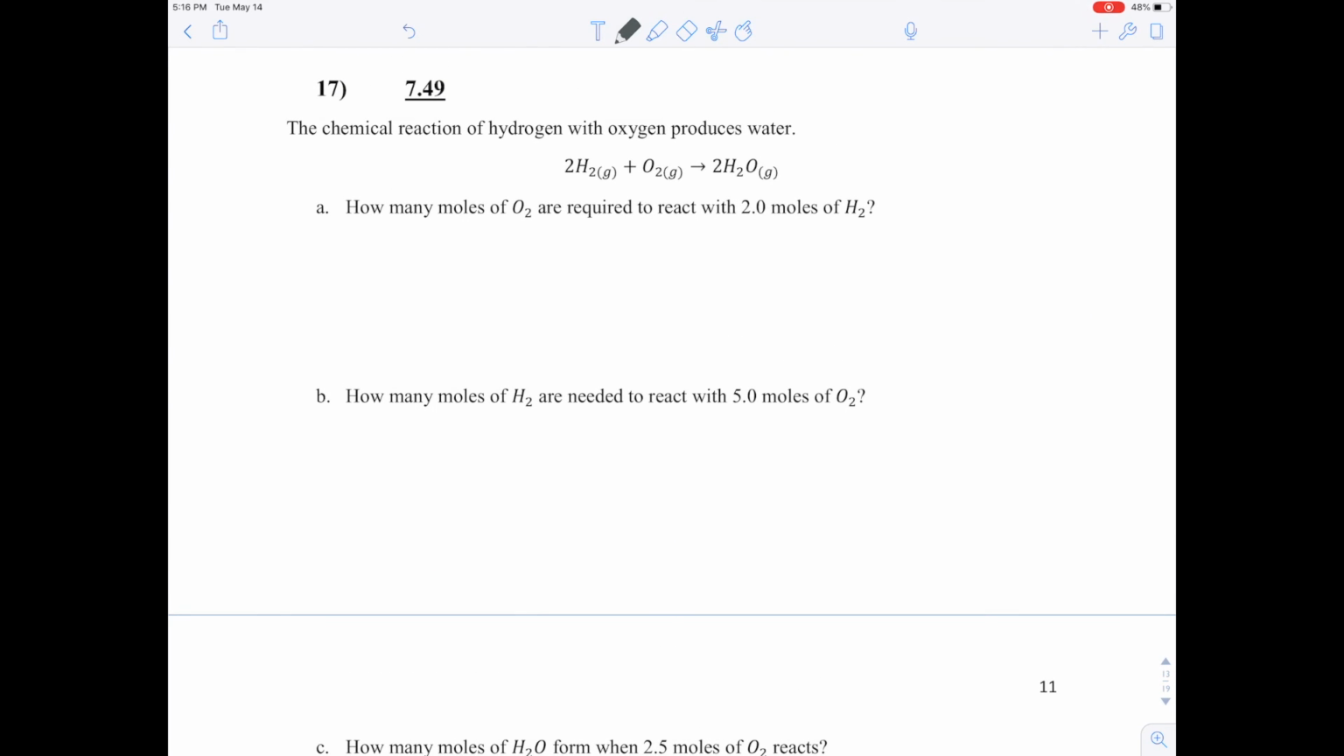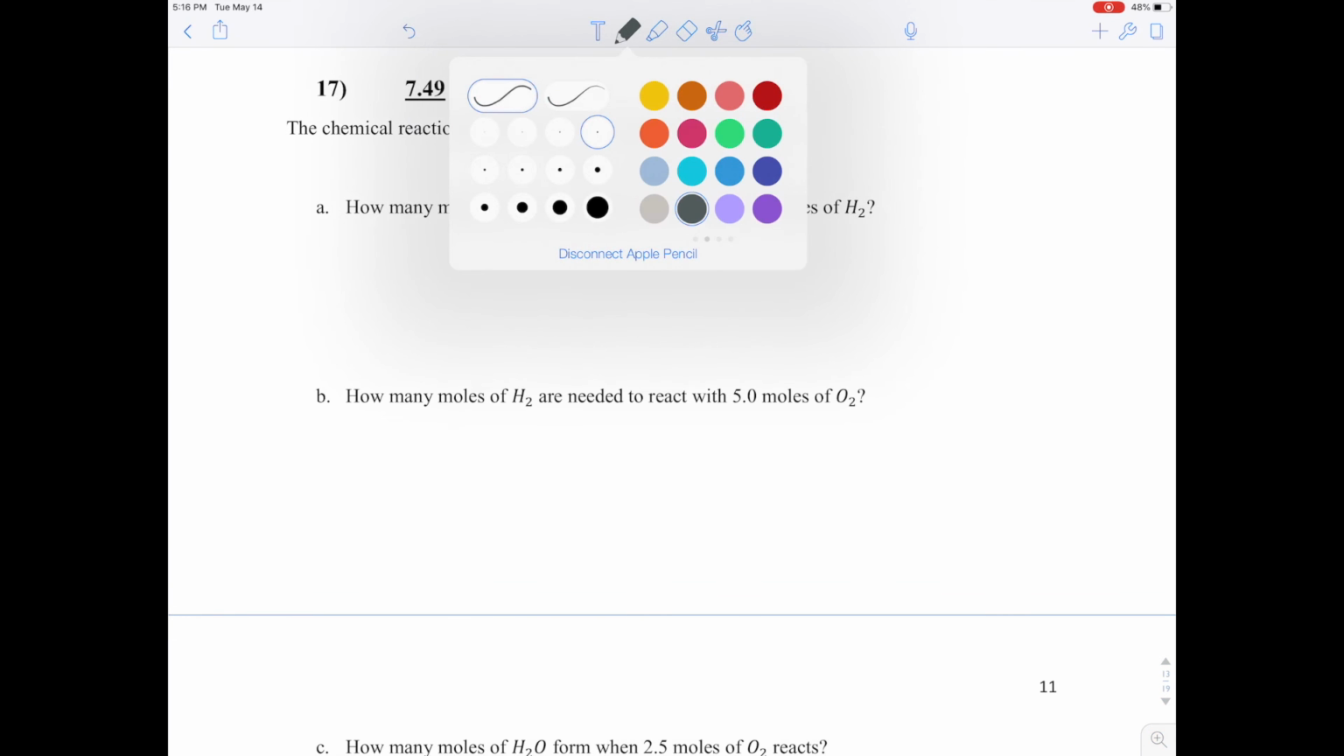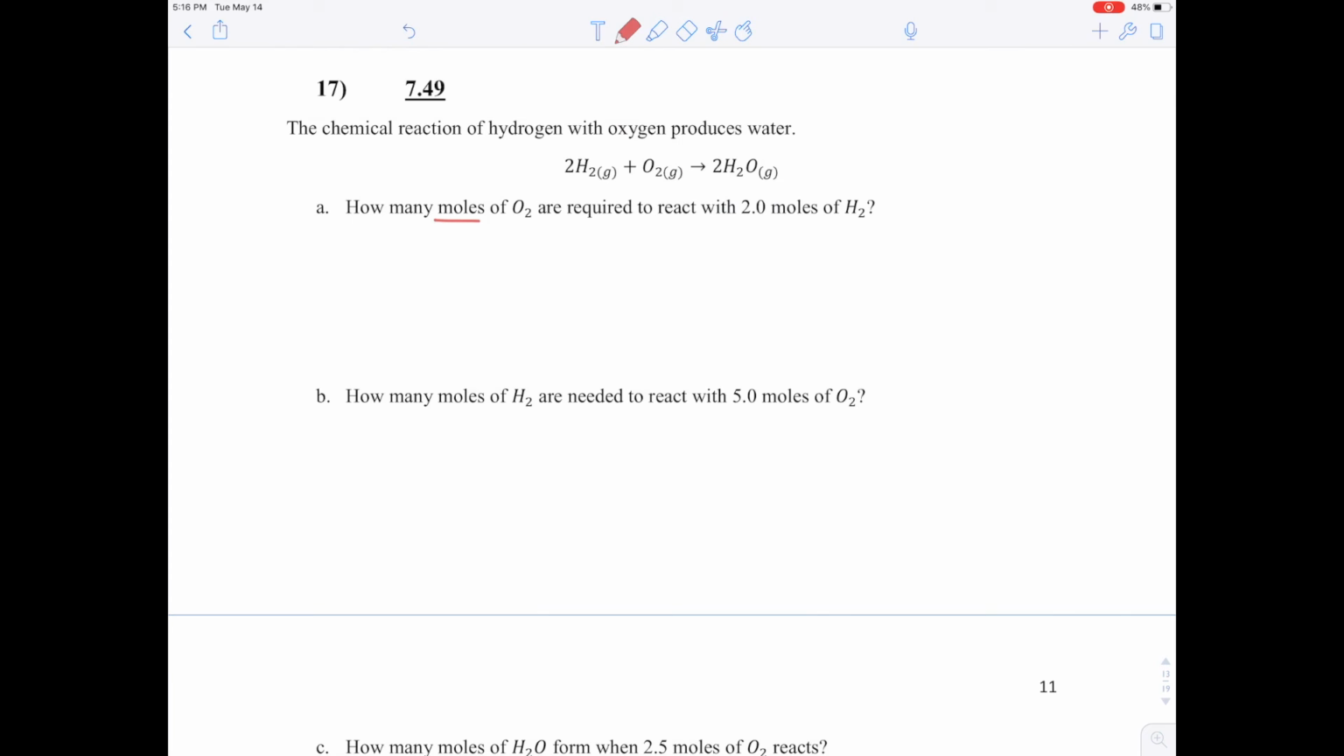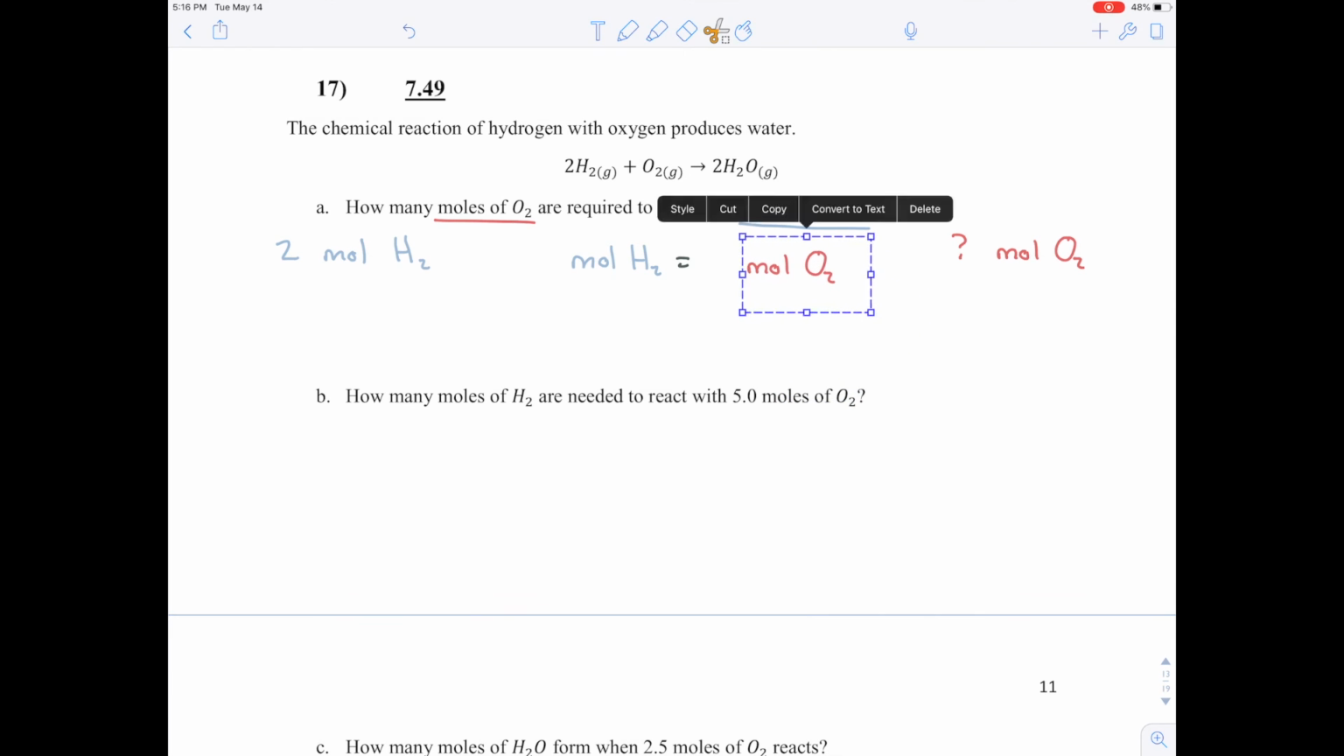Now in A it says how many moles of O2, so this is what they are asking for. We're looking for moles of O2 are required to react with 2 moles of H2. So that's what they're giving us, 2 moles of H2. Okay, as with any conversion, you need a conversion factor that relates the two units. So how do moles of H2 relate to moles of O2? So how do those two units relate?